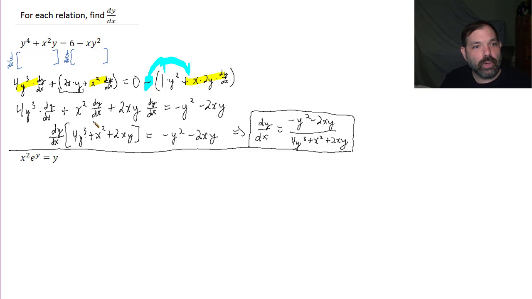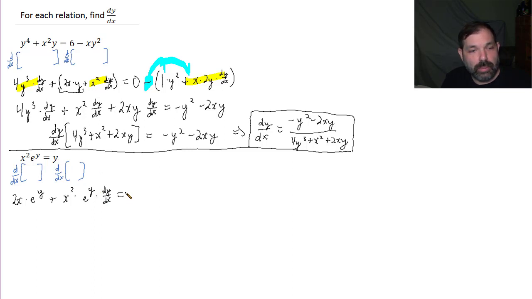Alright, like I did in the previous exercise, I'll go ahead and apply the differential operator d/dx to both sides of the equation. Applying the product rule on the left-hand side, I'd have 2x times e to the y plus x squared times e to the y dy/dx. The right-hand side, d/dx of y would be dy/dx.